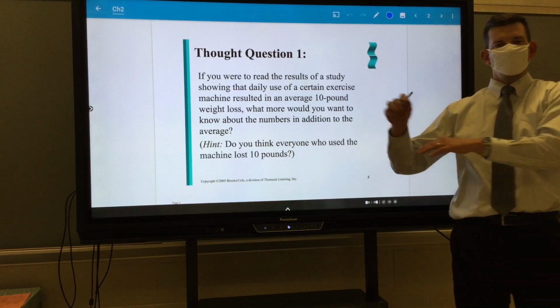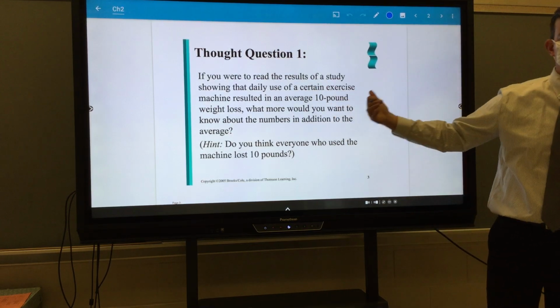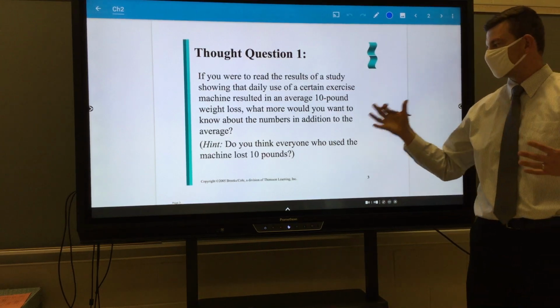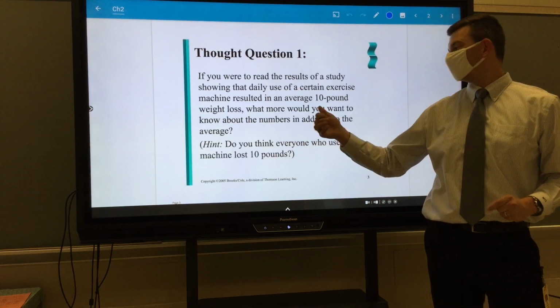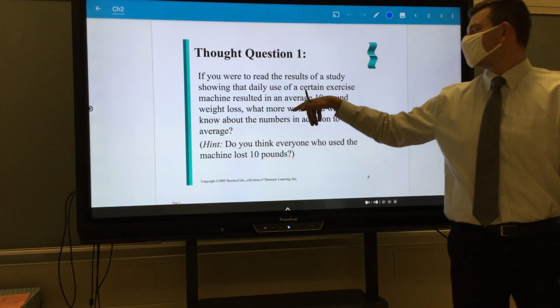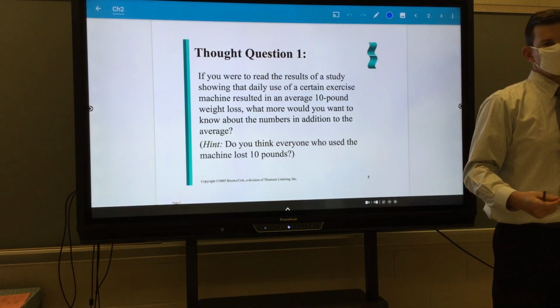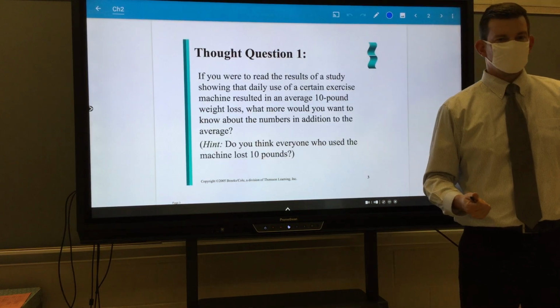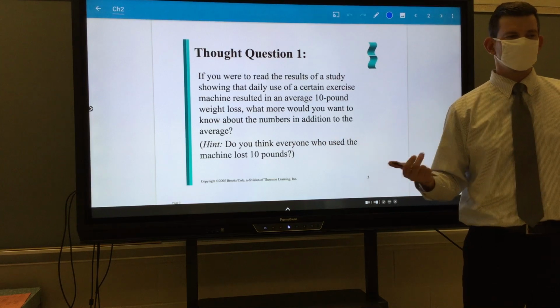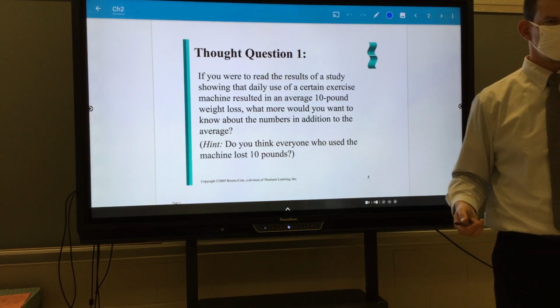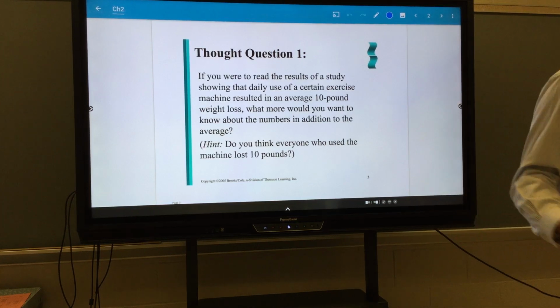So let's say that you're interested in buying this piece of exercise equipment, and maybe you're interested in losing like 10 pounds or something like that. So you really want to know, like, this advertised claim that on average you're losing 10 pounds, like, what's going on with that? Yeah? Any thoughts about this? What more would you want to know? Anybody at home?